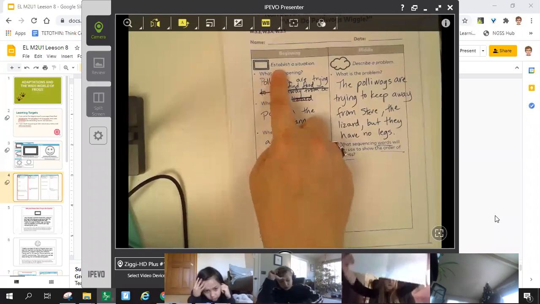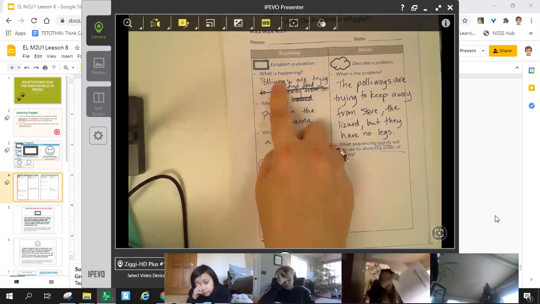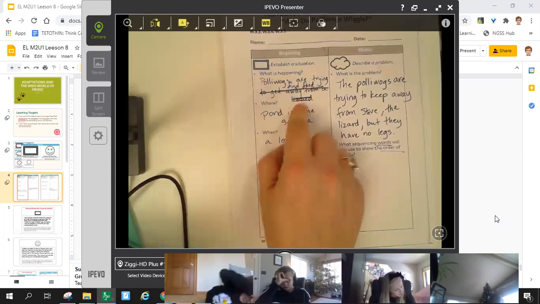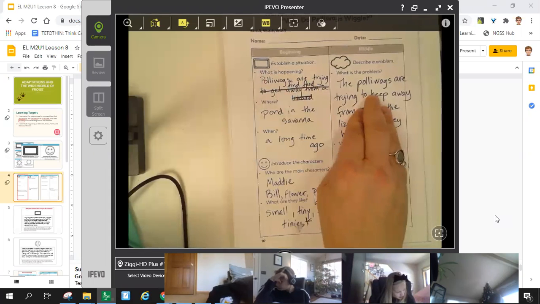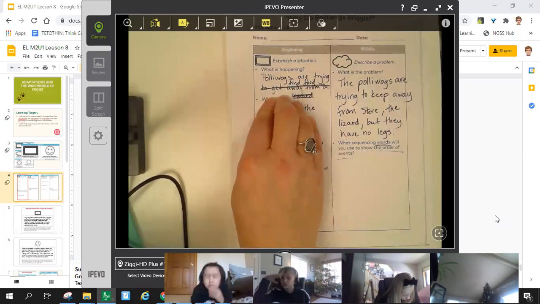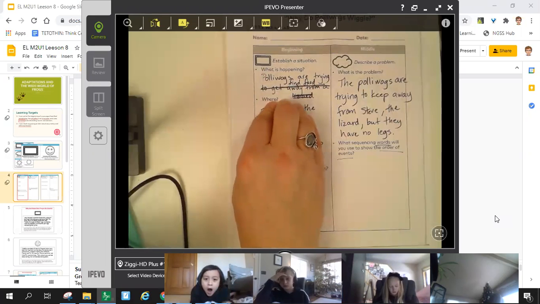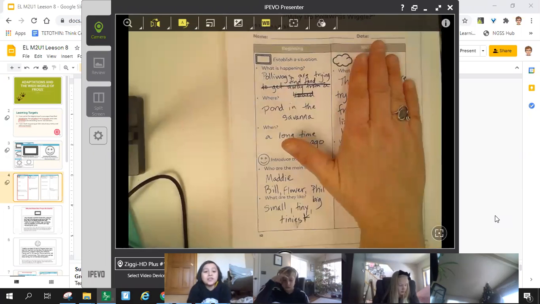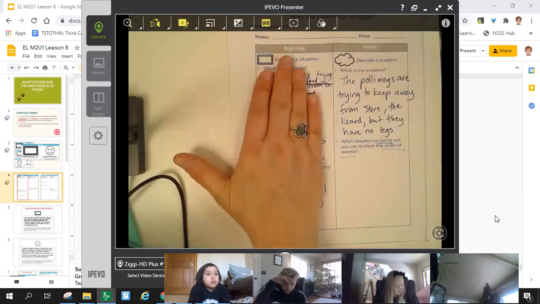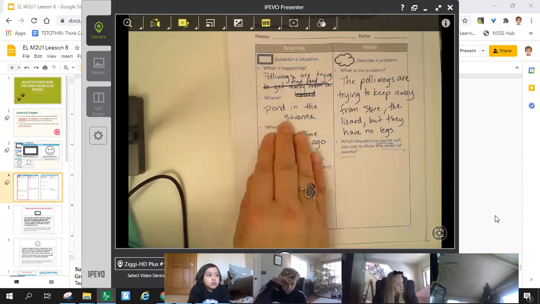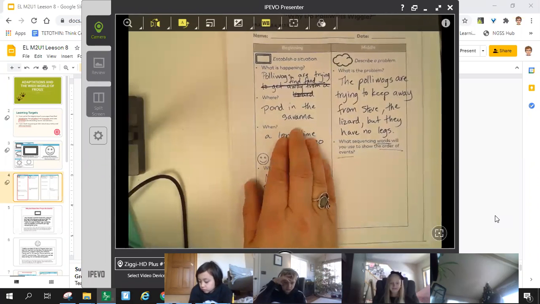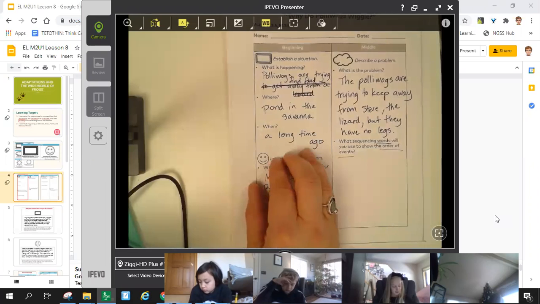All right, so we have 3 sections. What is happening? Well, the pollywogs are trying to find food. First we had that they were trying to get away from the lizard, but that ended up being our problem, not what was happening at the beginning of the story. So think about what your characters are doing at the very beginning of the story, not worrying about the problem yet, thinking about what they're doing at the beginning of your story. So you're setting up the ideas. Then we had a where, the pond in the savannah, and our when, a long time ago.